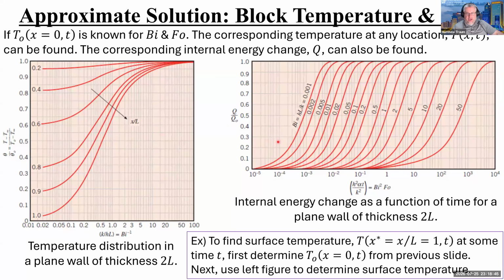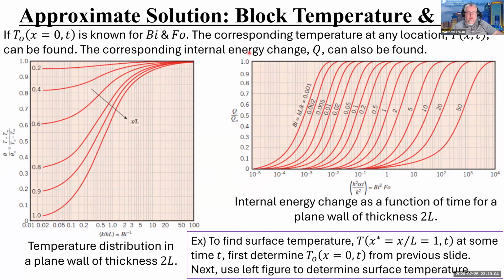To get the Q, same idea. So we've got on the x-axis here this kind of weird dimensionless number, which is a Biot number squared times a Fourier number. So here they are. Notice it's logarithmic, so be careful. You've got logarithmic on the x-axis.